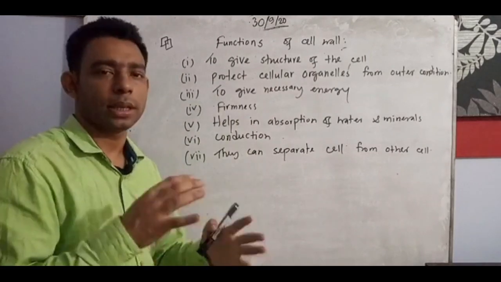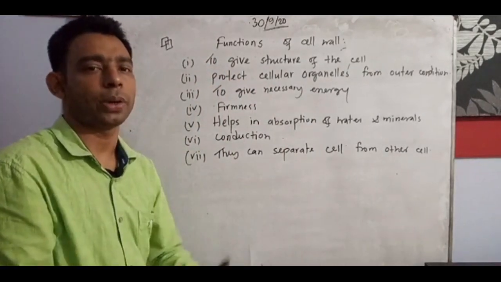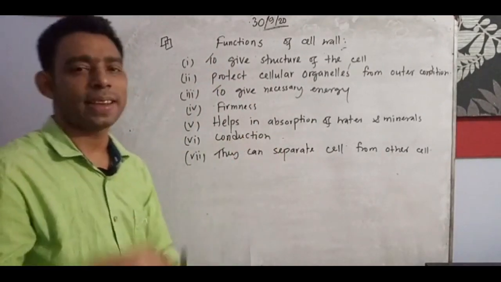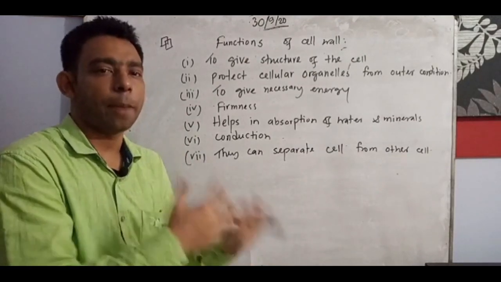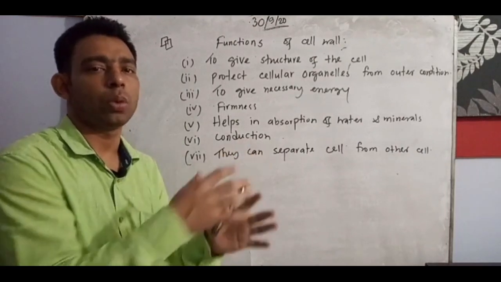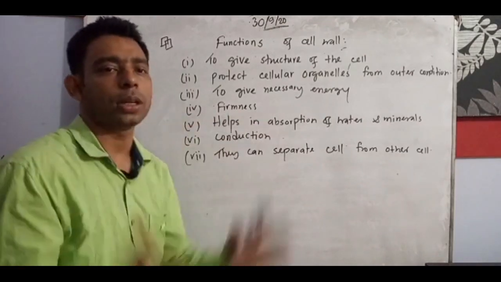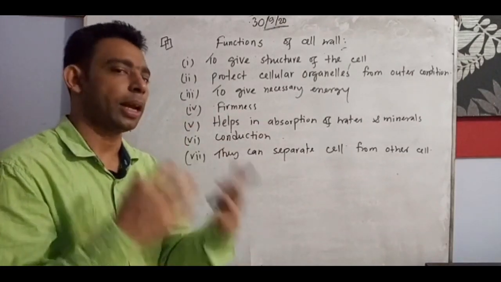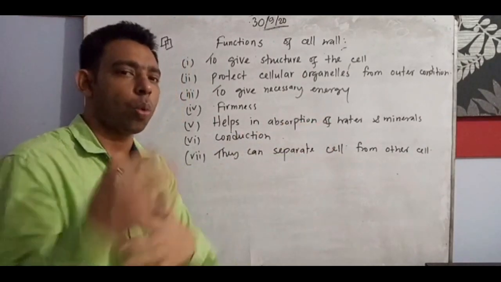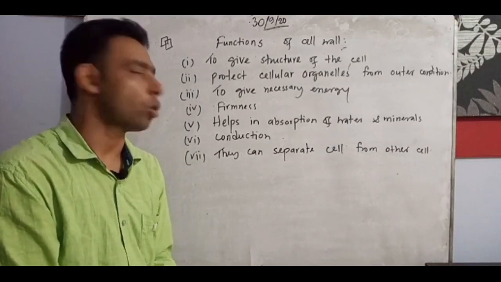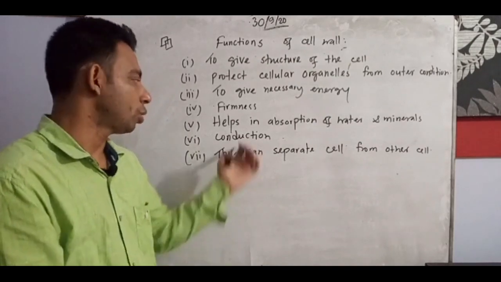Protect cellular organelles: yes, there are lots of cellular organelles inside the cell, and since the cell wall is the outer part, it can protect the inner organelles. To give necessary energy: when any organelle is in need of energy, the cell wall can ensure and assist to get it. Firmness: of course the outer covering can ensure the firmness of the cell. Helps in absorption of water and minerals: yes, water and minerals are very important for the survivability of any cell, so the cell wall ensures this too.